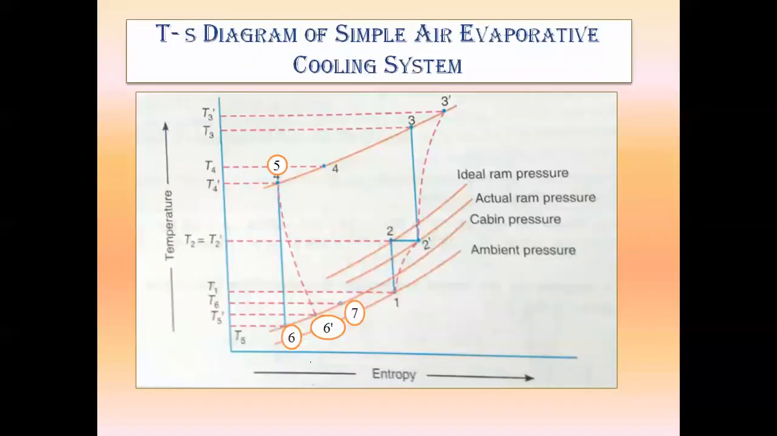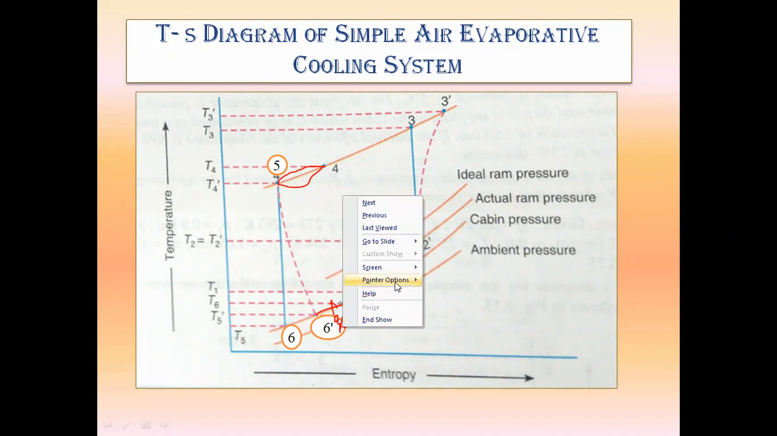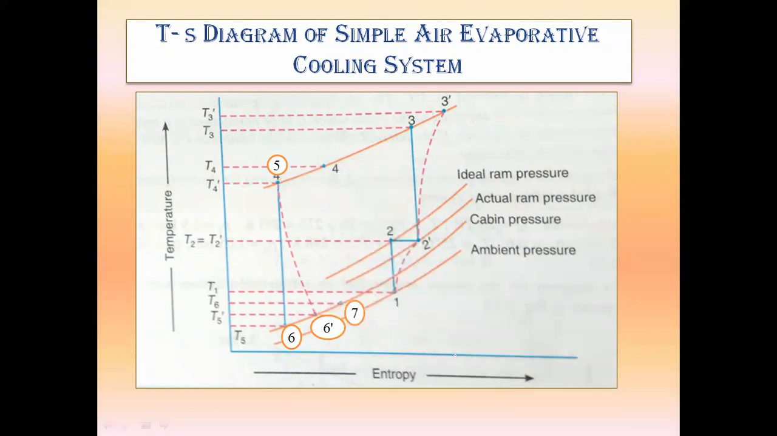So the same process I will show on the TS diagram. So this is the TS diagram. 1 to 2, 1 to 2 dash, 2 dash to 3, 2 dash to 3 dash, 3 to 4. Only what is the addition here? Only this much addition has happened because of the evaporator. Then 5 to 6, 5 to 6 dash and 6 to 7. Yes, it is 6 to 7. That is nothing but a constant pressure heat addition process. Are you getting it? So this is the simple air evaporative cooling system.